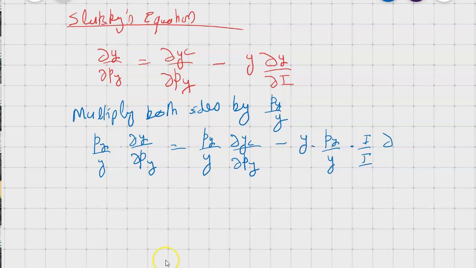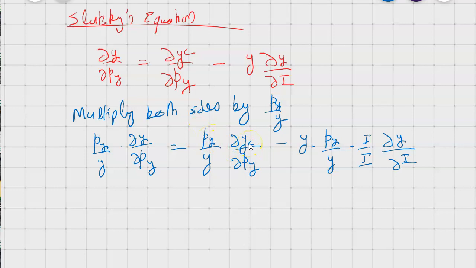So here we have done one additional step. Not only have we multiplied this by py over y, we've also multiplied and divided this expression by I. And now this essentially is just 1, so we haven't changed anything just yet. And then times del y over del I. Now, this already starts looking familiar, and also we'll make one switch here.